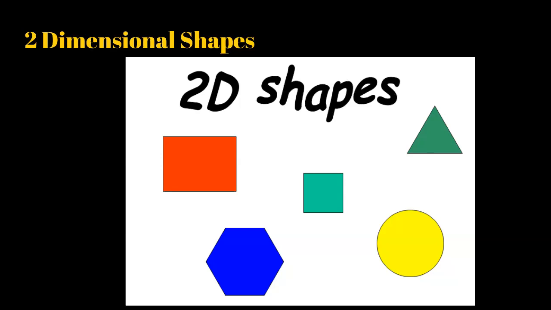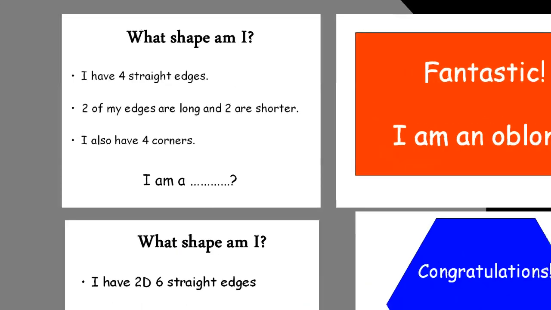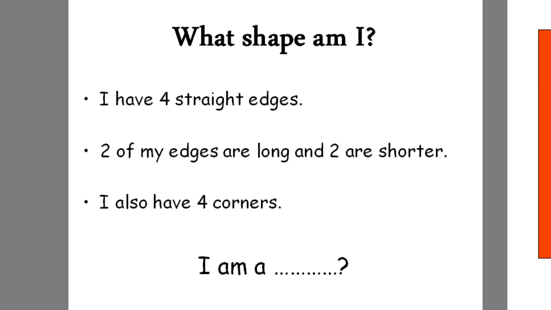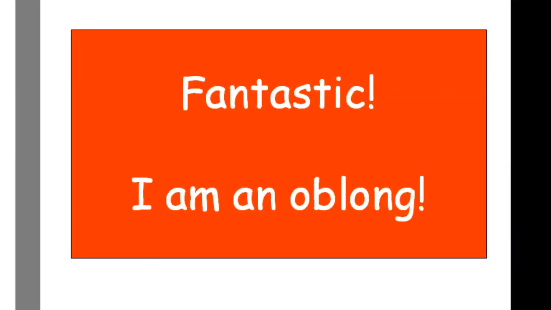Now, we discussed all the special characteristics that the triangle, the square, and the circle have. Now we still have two shapes to discuss. If we think of a shape that has four straight edges, two of the edges are long and two are shorter. So not all the edges or the sides are the same length. I also have four corners. What are we talking about? Excellent, we're talking about an oblong or a rectangle.